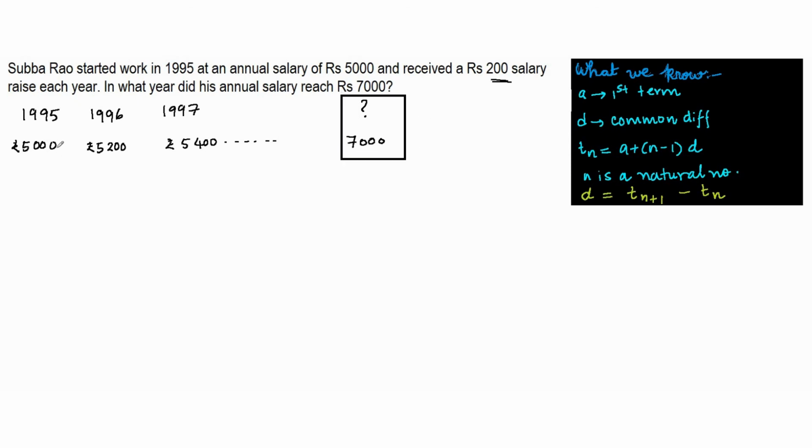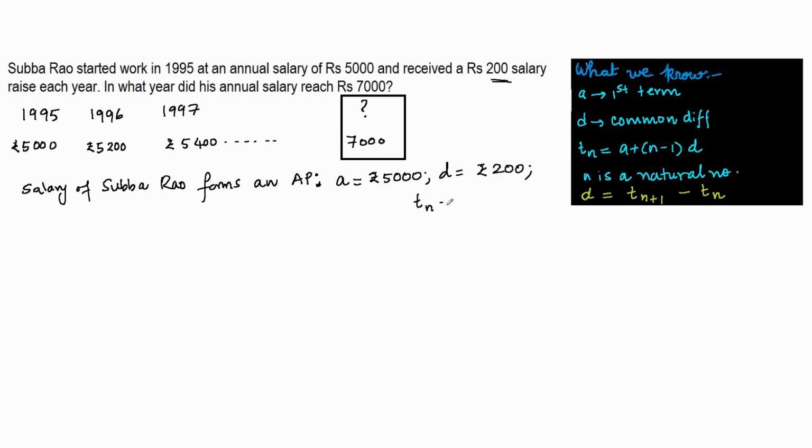So again, if you notice, the salary is an AP, right? So the salary is an AP as well as the years are also an AP. So the salary of Subbarao forms an AP with, I can say, the first term equal to rupees 5,000. The first term is 5,000. The common difference d is rupees 200 and the nth term is rupees 7,000, right? And therefore I'm trying to find n over here.